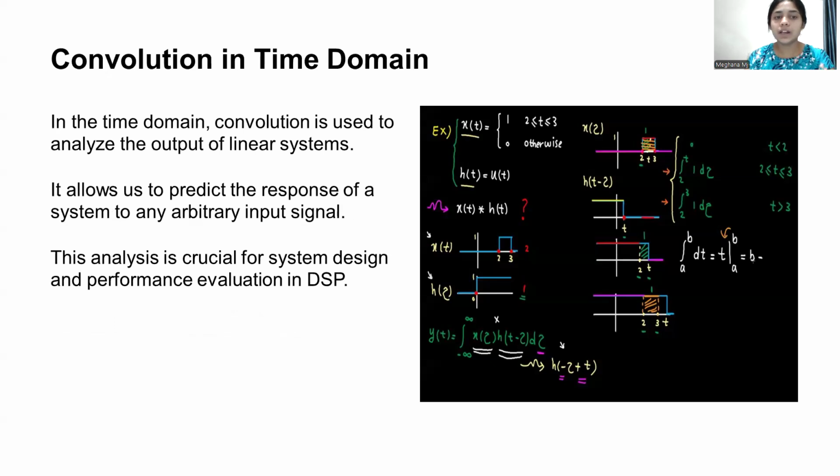Convolution in the time domain. In the time domain, convolution is used to analyze the output of linear systems. It allows us to predict the response of a system to any arbitrary input signal. This analysis is crucial for system design and performance evaluation in DSP. Here we have an example: x(t) is defined as 1 for 2 less than or equal to t less than or equal to 3, and 0 otherwise.